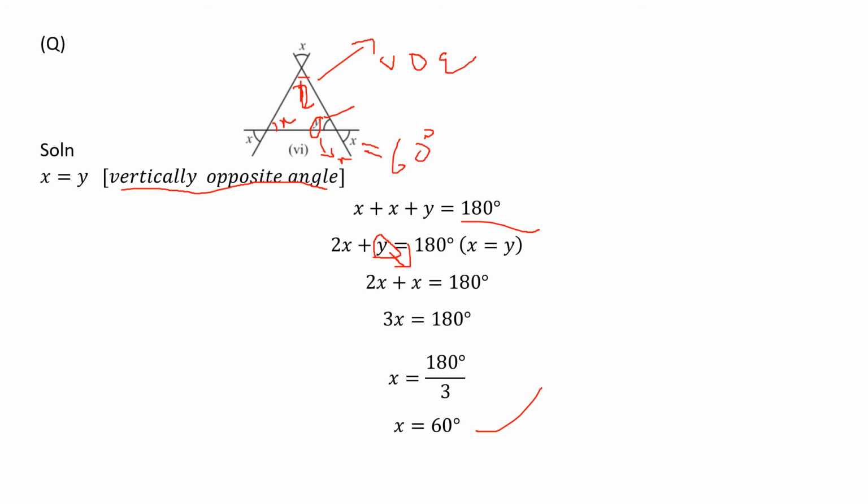Understood? Here is one difference from the other problem. Here they have given in the question only one interior angle as y, right? So the remaining angles we will find out by using what concept? Vertically opposite angles are equal. Okay, we are using that concept and we are finding.